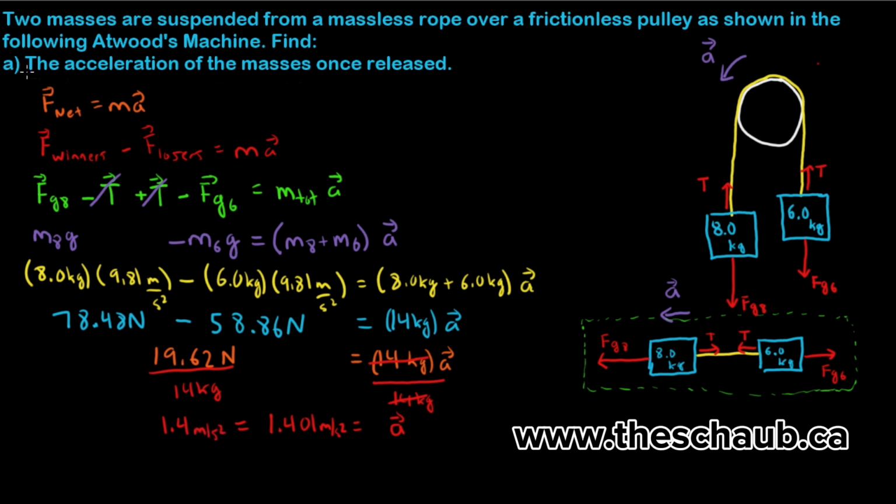So the answer to part A, the acceleration of the masses once released, would be 1.4 meters per second squared. We'll keep this value with a few extra decimal points for calculating part B of this question. Let's just put it up here quickly. A is equal to 1.401 meters per second squared. And we're now ready to move to part B.